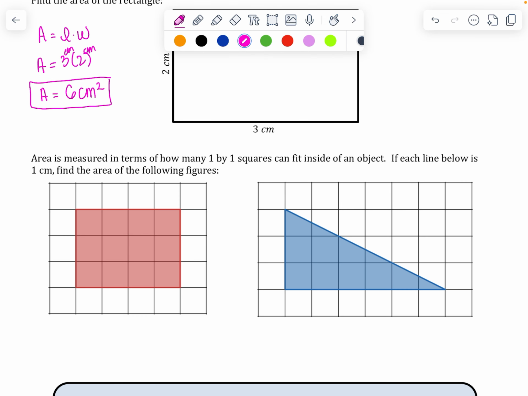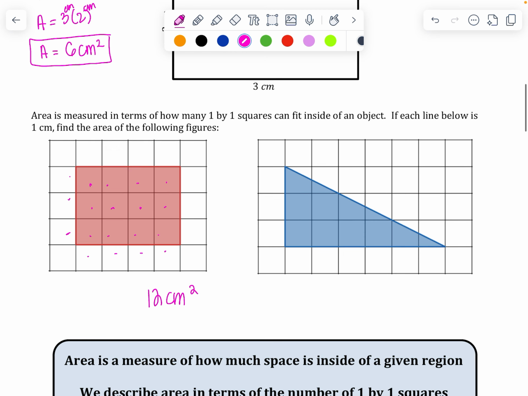All right, here it says area is measured in terms of how many 1 by 1 squares can fit inside the object. If each line below is 1 centimeter, find the area of the following figures. So if I count these, 1, 2, 3, 4, 5, 6, 7, 8, 9, 10, 11, 12. So this is 12 centimeters squared. Now, a faster way would have been 4 times 3, 12.